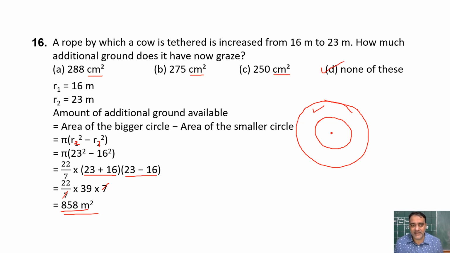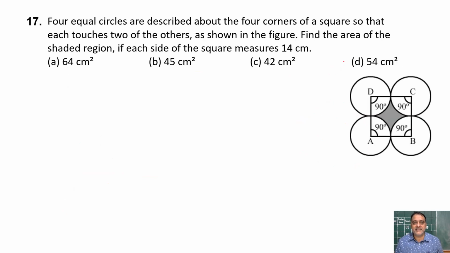Yes, sir. Okay, fine. So now we are moving toward question number 17. 4 equal circles are described about the 4 corners of a square so that each touches 2 of the others as shown in the figure. Find the area of the shaded region if each side of the square measures 14 centimeter. Right. So here the side of a square is given, 14. So what will be the radius of the circles?